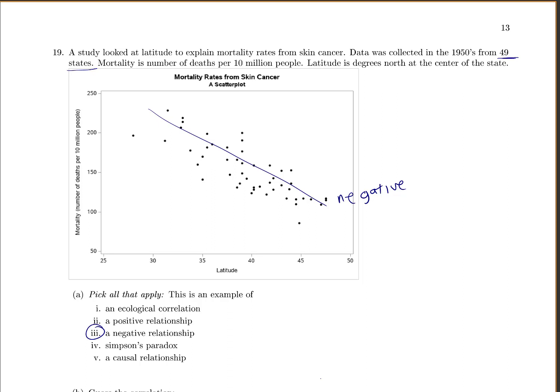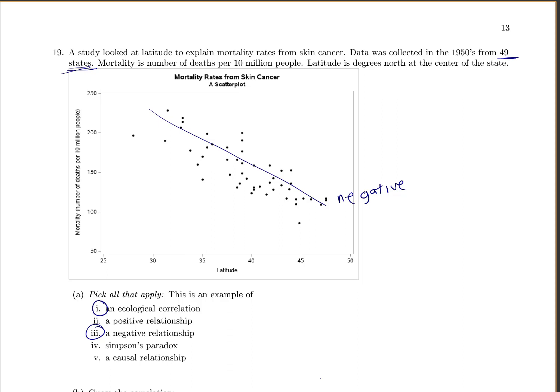Also, notice how I said it was from each of the 49 states. It didn't look at individual people. It looked at the averages for each state. So that's going to make an ecological correlation because, again, it just looked at each state instead of individual people. We know that that always makes the correlation seem higher than it truly is because it's all averaged out. It makes it seem like points are closer to the line. If you looked at individual people, the points would seem farther away from the line.